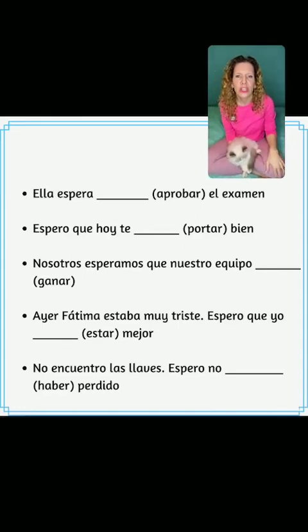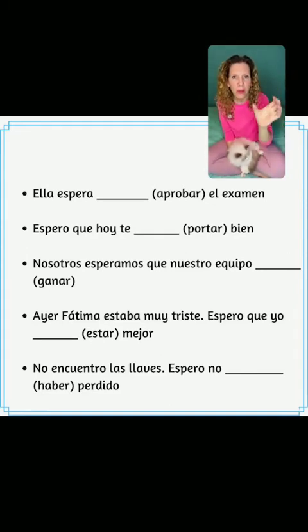Okay, so nosotros esperamos que nuestro equipo gane. Perfect. Nuestro equipo. Okay, nuestro equipo is third person. Although it's plural, it's singular in form, so it has to be third person. So the third person of the subjunctive mood in the present is gane. Okay? Muy bien. So I want you to understand that it's subjunctive.